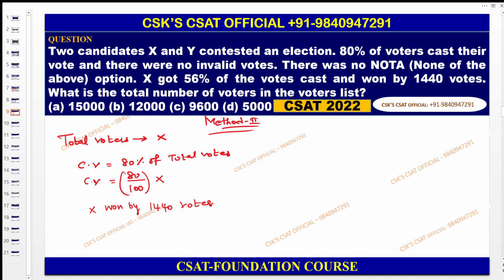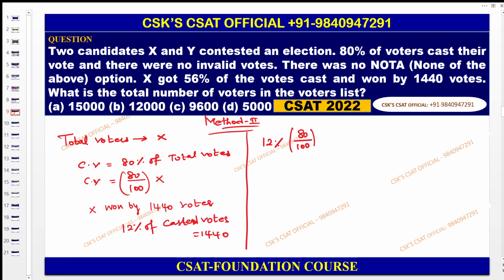You people just now mentioned it previously. 12% of the casted vote. Okay, please remember this is important. So which is equal to 1440. Now what is the casted vote actually? 12% of the casted vote, which is 80 by 100 into x. So which is equal to 1440. So that 12% is nothing but 12 by 100. Then 80 by 100 into X is equal to 1440.